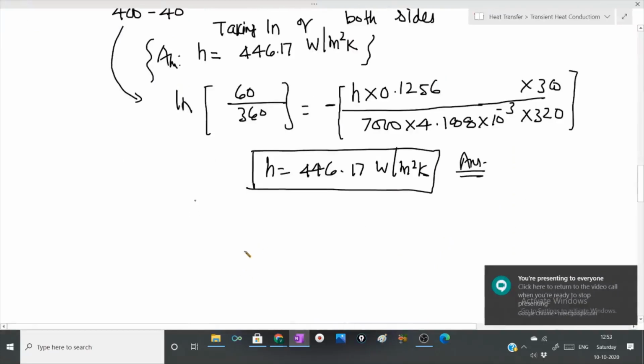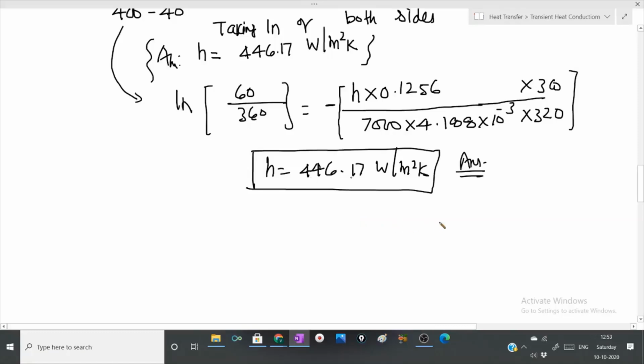Now, since this value of convective heat transfer coefficient h is equal to 446.17 watt per meter square Kelvin, we have got it from the lumped parameter analysis, considering the Biot number is less than or equal to 0.1. So we have to check. We have to apply a check, whether Biot number is less than or equal to 0.1 or not. So let us calculate Biot number first.